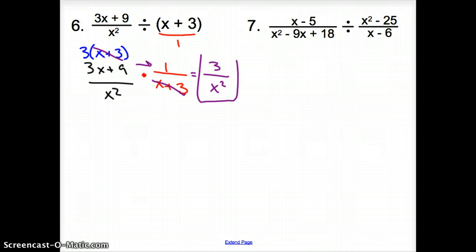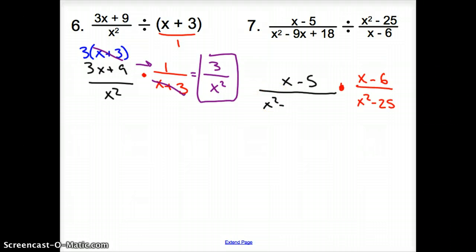How about 7? Same situation. We are dividing by this guy, so we have to flip. So it's going to be x minus 6 over x squared minus 25. We are multiplying. And then we bring our first fraction down. x minus 5 over x squared minus 9x plus 18. Now what can we do? We can factor here and we can factor there.